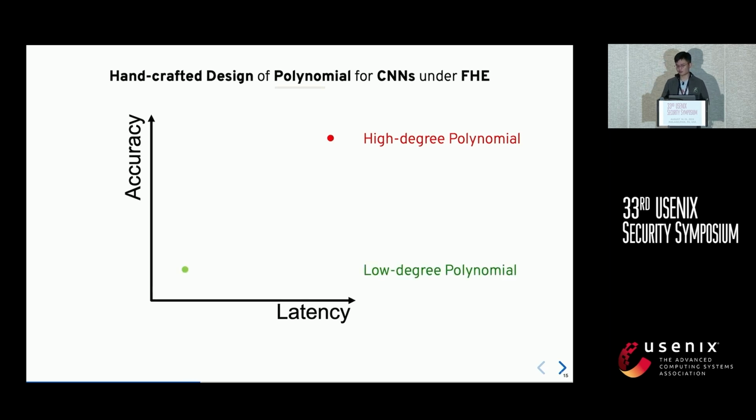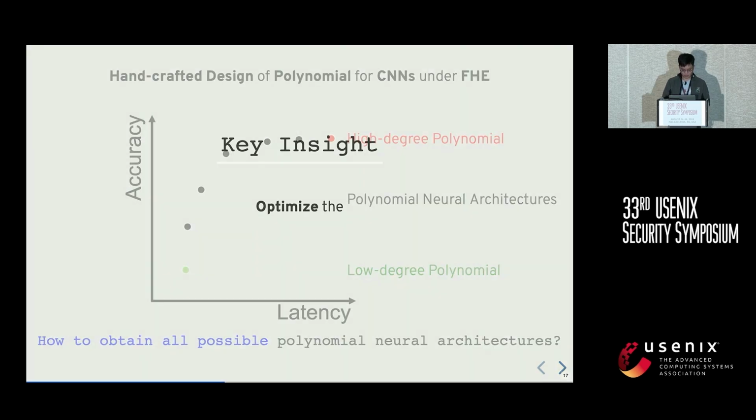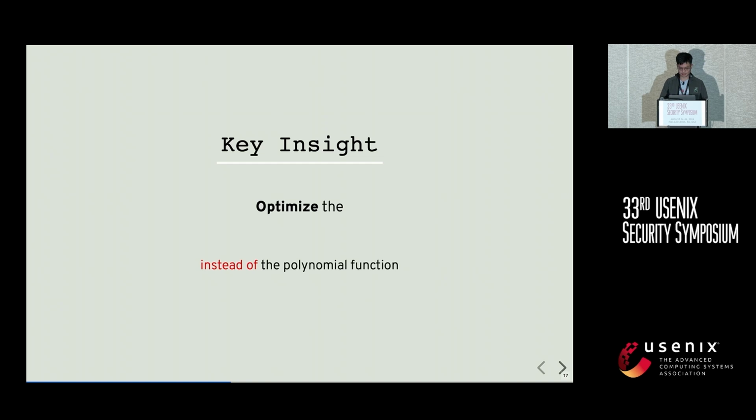Intuitively, we can also use some low degree polynomials we manually design. So you can imagine there are a lot of solutions between the high degree polynomials and the low degree polynomials. How can we get these solutions automatically? We can't manually design all of them by hand.